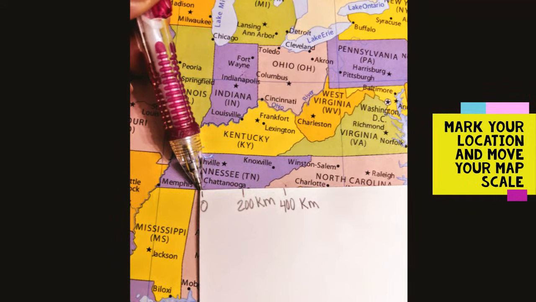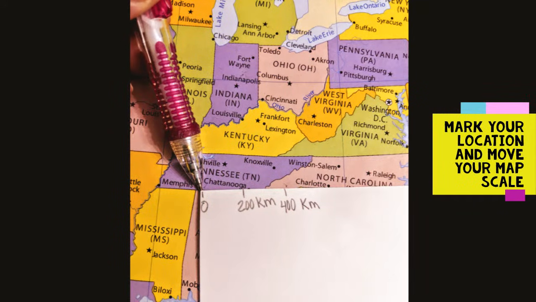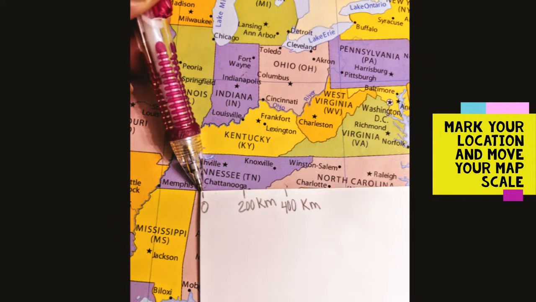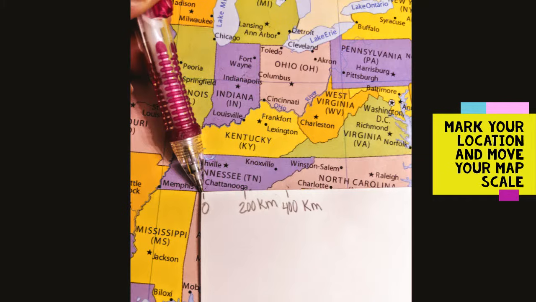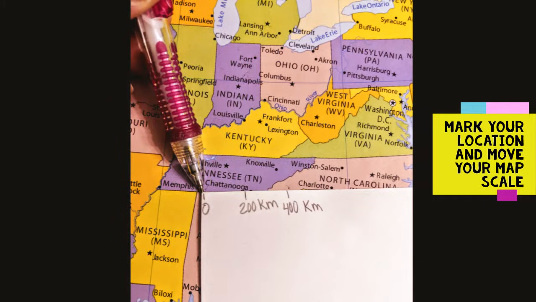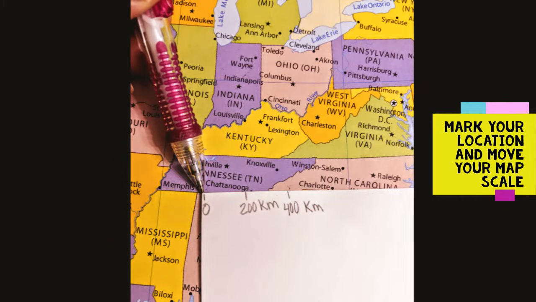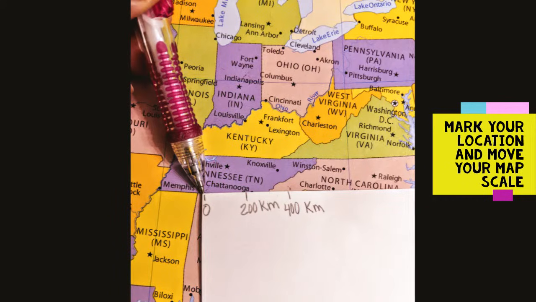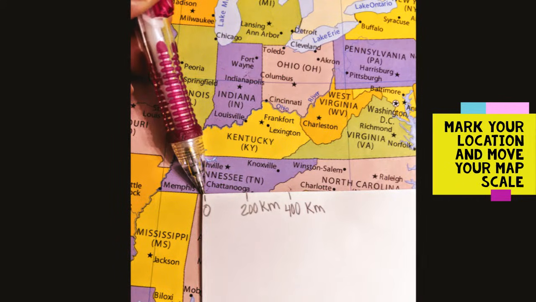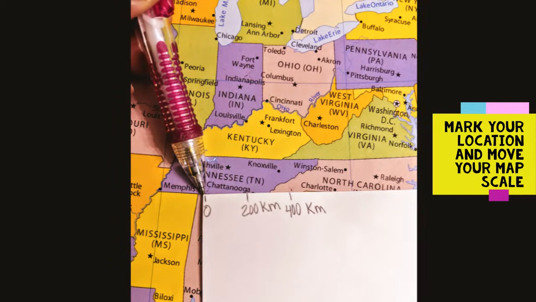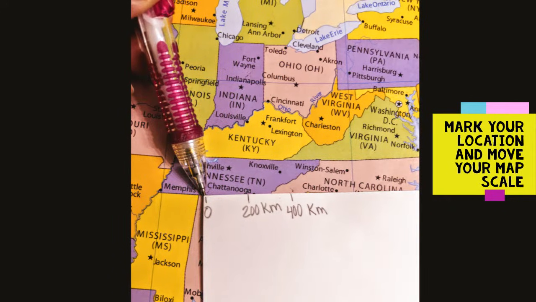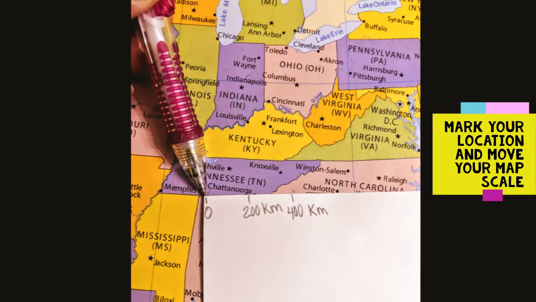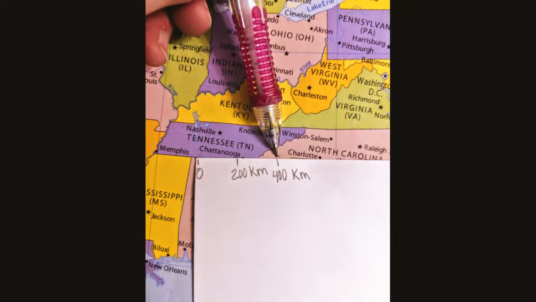I then kept my pencil still while I moved the 0 of my map scale to the location of my pencil. Our map scale still doesn't reach Charlotte, North Carolina, but we did travel another 400 kilometers. So 400 kilometers plus 400 kilometers equals 800 kilometers. It appears that I need to move my scale once more before reaching Charlotte.